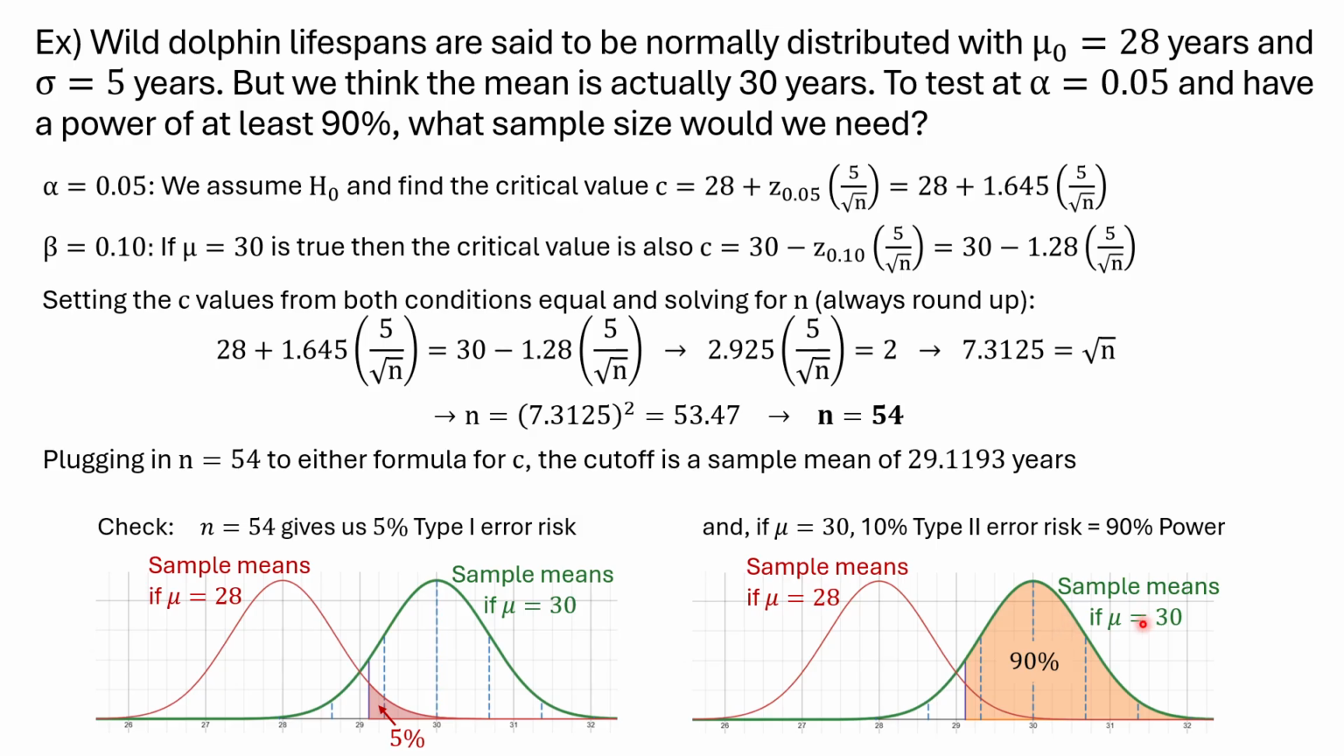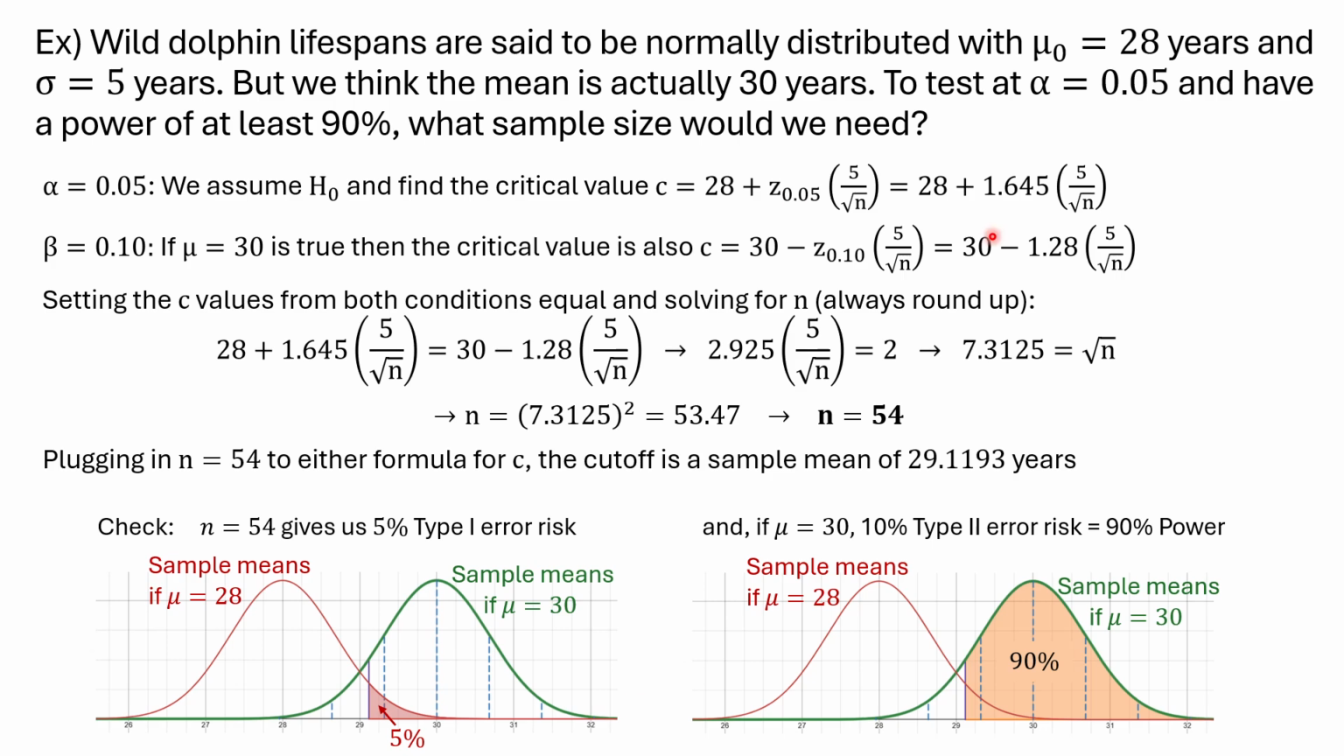showing that for sample means, if mu is actually equal to 30, 90% of the sample means we get if we were to repeat this experiment many times with samples of size 54 would result in a rejection of the null hypothesis, which is correct because if the true mean is 30, we should be rejecting the null hypothesis that it is 28.